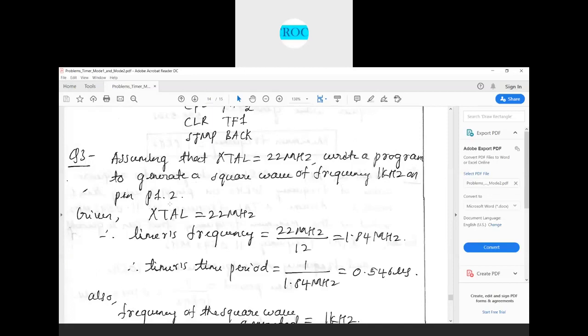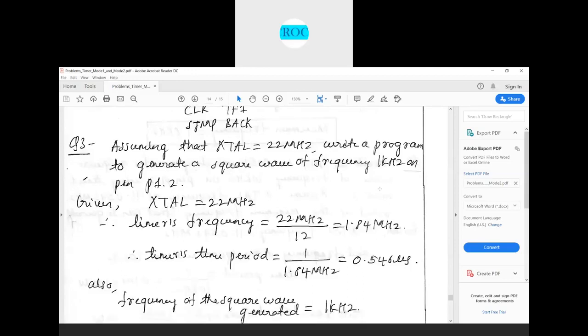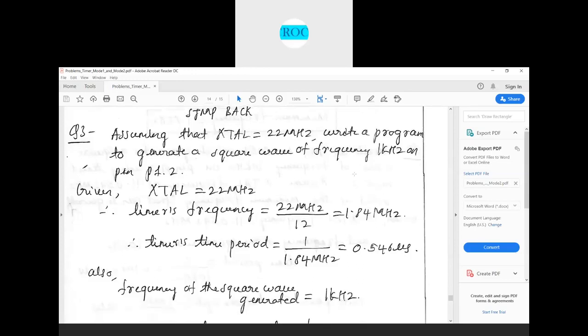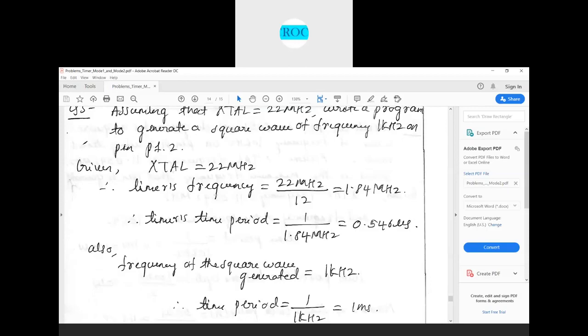Now, as I said, for 11.0592 crystal frequency, the minimum frequency we can generate is 1.8 kilohertz. Now, for 22 megahertz crystal frequency, we need to generate a square wave of 1 kilohertz. How do you generate this? We know the process. First we find the timer's frequency and the timer's time period.